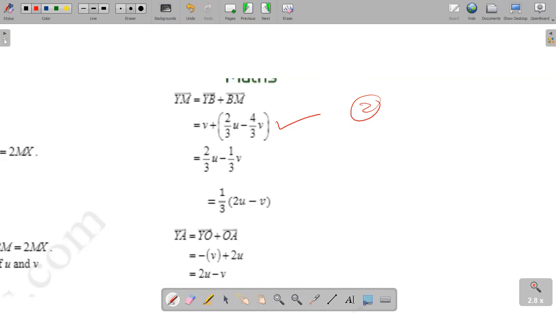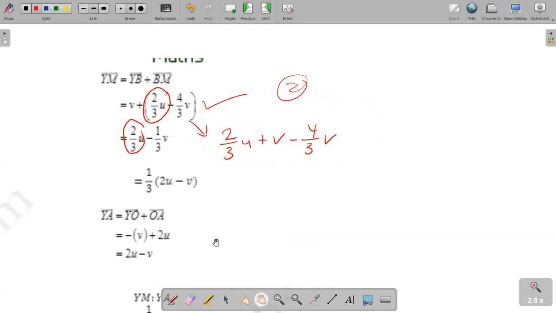I want you to get your calculators, because your calculators are what is going to save you. 2U is an unlike term, so nothing is going to happen to it. So let's rewrite this: 2 over 3U plus V minus 4 over 3V. All I did was rearrange it. I put the U by itself and I grouped the two like terms, V minus 4 over 3V. Everybody following that part?